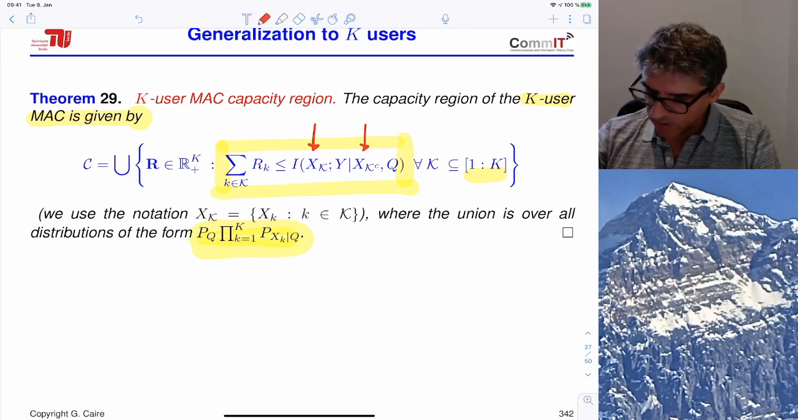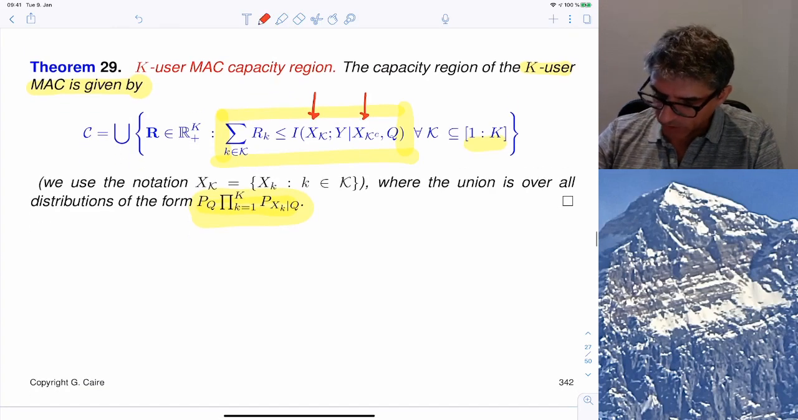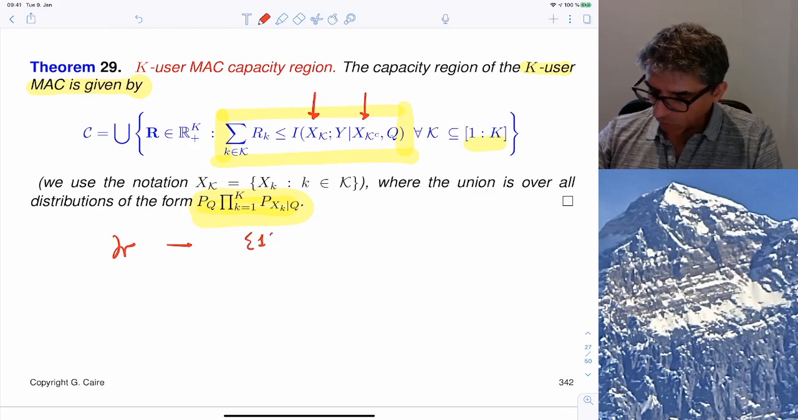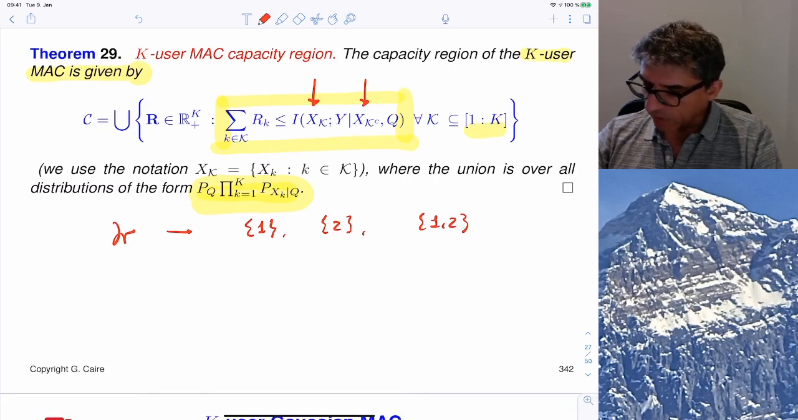So you see that this is the generalization of the case of two users, because in the case of two users, the subset K can only be {1}, {2}, and {1, 2}. And so at the end we have only 3 inequalities here: the inequality for rate 1, the inequality for rate 2, and the inequality for the sum rate.